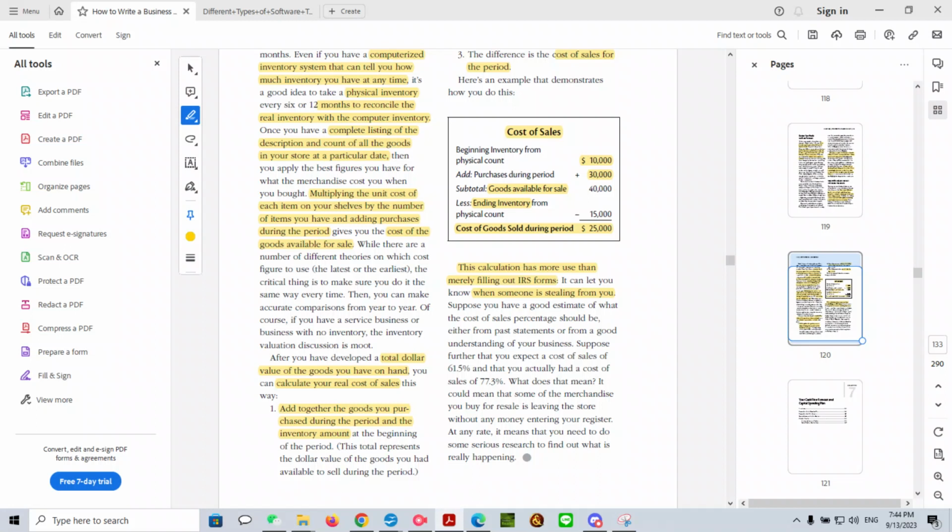If it's not, whatever the difference is, let's say you have 90 items and you sold 10, you should have 80 items left. But if you actually only have 50 items, that means that 30 are lost somehow. Maybe they were stolen, maybe there's a miscalculation. You have to find out the reason why. That's also a loss to the business.